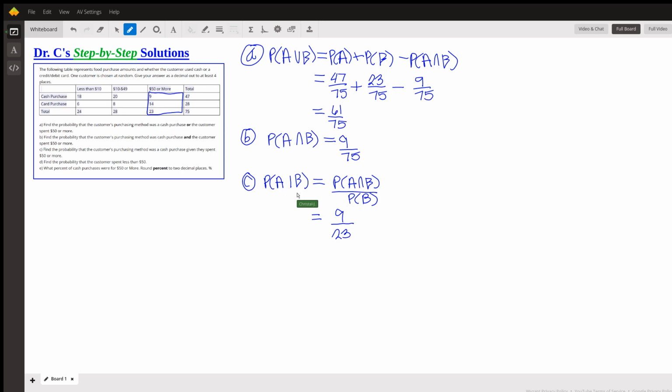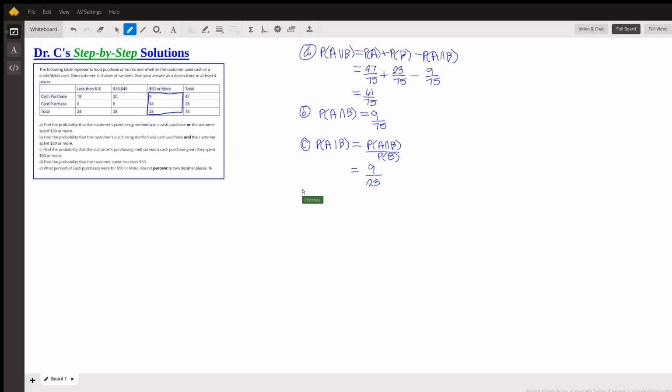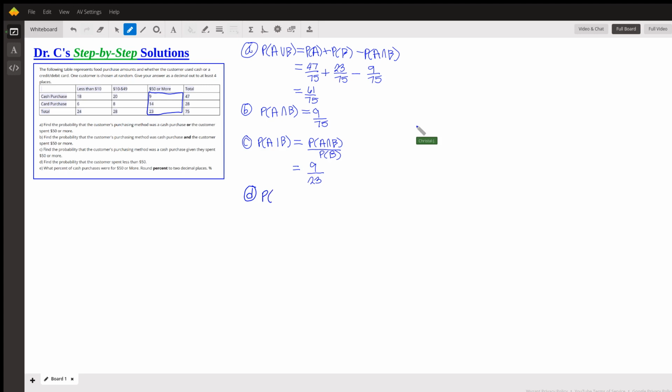For D, it says find the probability that the customer spent less than $50. So essentially, we're looking at the probability of less than 50. If we look at our groups, we have less than $10, between 10 and 49, and 50 or more. So pretty much that's everything outside of the 50 or more. You could have done 1 minus 23 over 75. We put that together, that would be 52 out of 75.